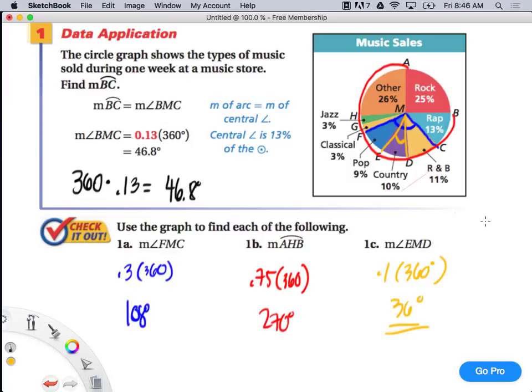Yeah, 10%, which is 0.1. So that's why it's 30 degrees.